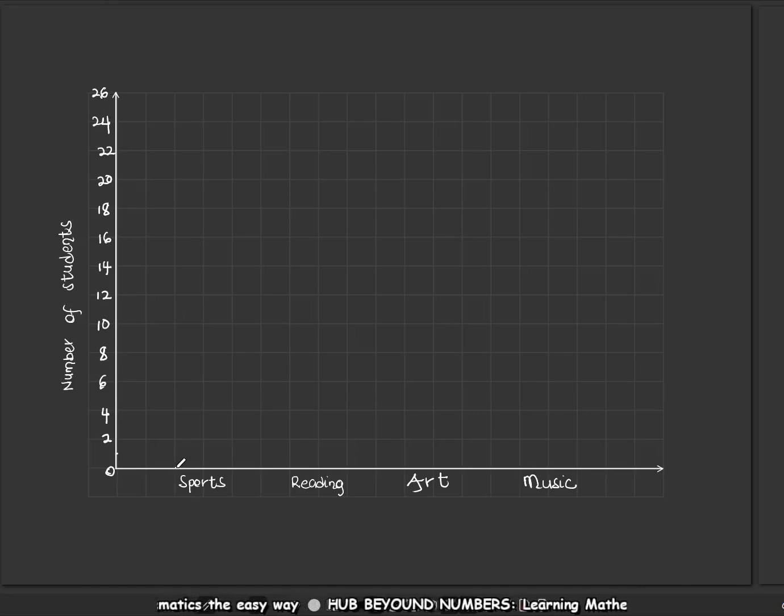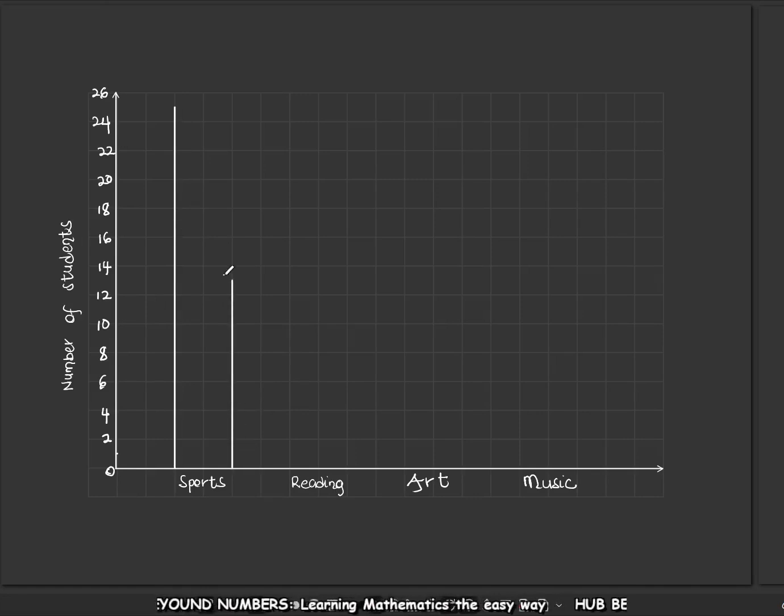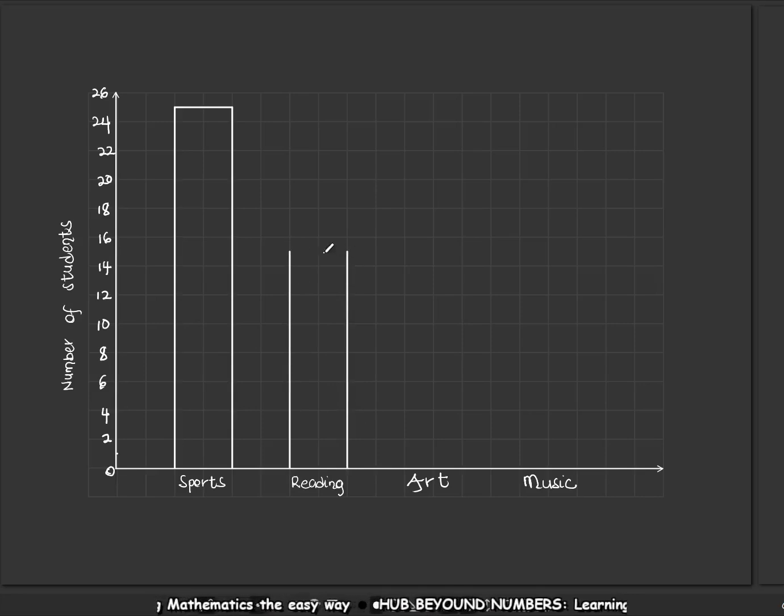So I start from this place and then move my spot towards 25. I do the same over here, and then I can now join these two. That becomes my bar for what? Sports. Then I'll come to reading. That of reading was 15. So I move toward, where do I have 15? I have that here. And then do the same for this as well. And then I can now join the 2.